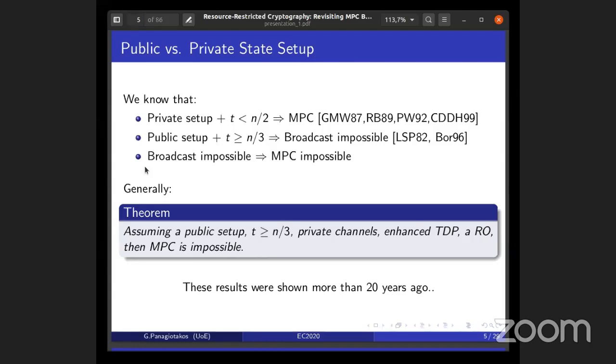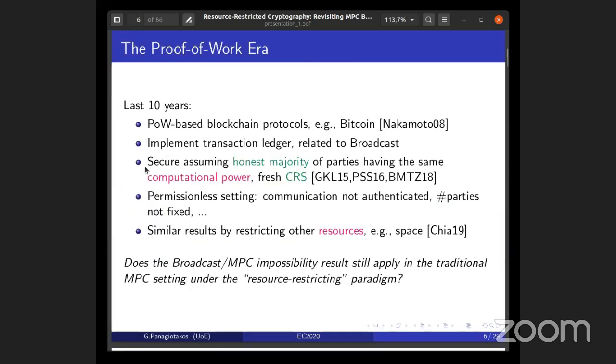What I've said up to now is nothing new, but it becomes really interesting if we consider what happened in the last 10 years in what we call the proof-of-work era, where proof-of-work-based blockchain protocols such as Bitcoin were introduced. They typically implement a functionality called a transaction ledger, which is related to broadcast, and have been shown to be secure, assuming that the majority of the parties is honest, as long as all parties have the same amount of computational power and access to a fresh CRS, which is a form of a public setup.